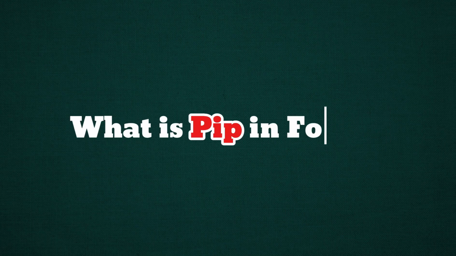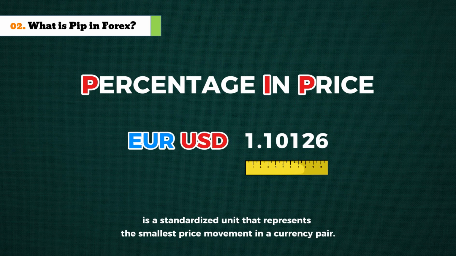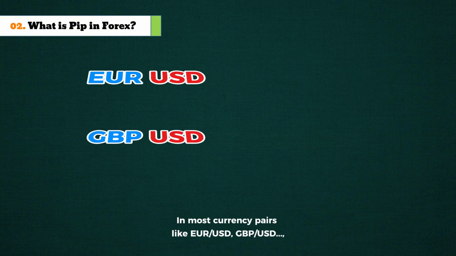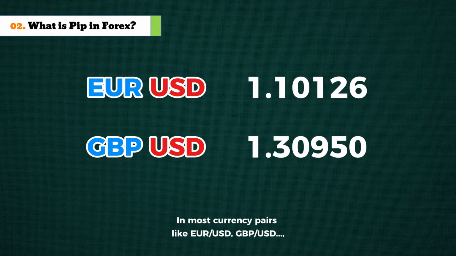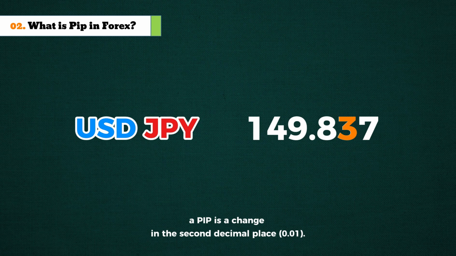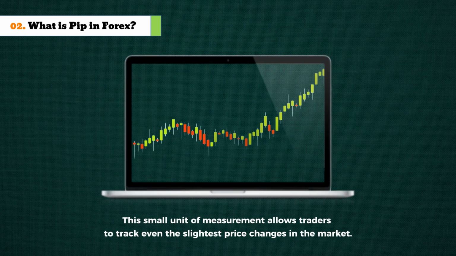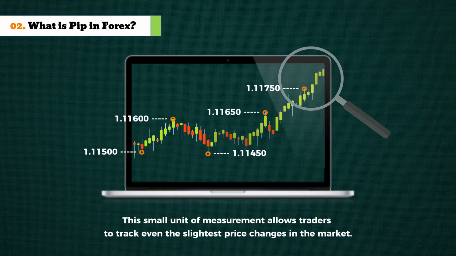What is PIP in Forex? In the Forex market, a PIP, short for percentage point, is a standardized unit that represents the smallest price movement in a currency pair. In most currency pairs, like EUR/USD and GBP/USD, a PIP is the movement in the fourth decimal place, 0.0001. For pairs involving the Japanese yen, JPY, a PIP is a change in the second decimal place, 0.01. This small unit of measurement allows traders to track even the slightest price changes in the market.